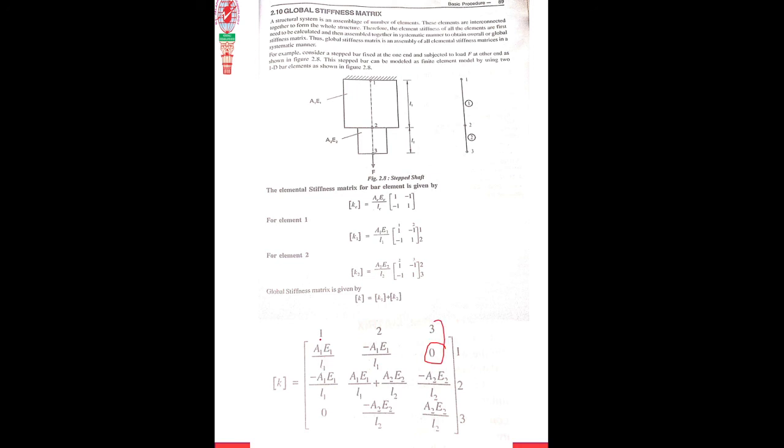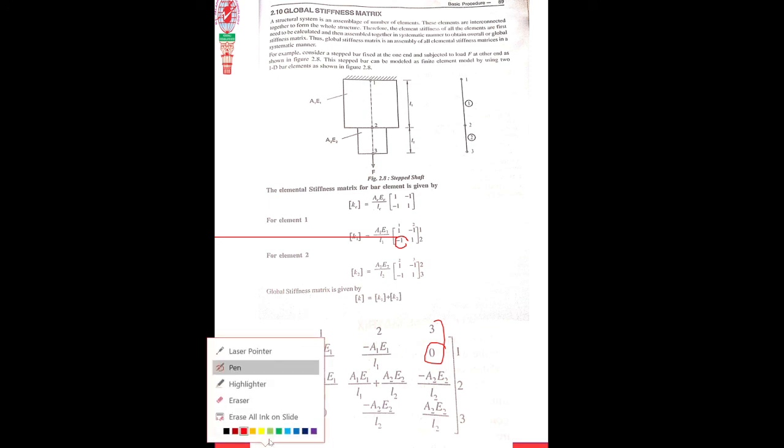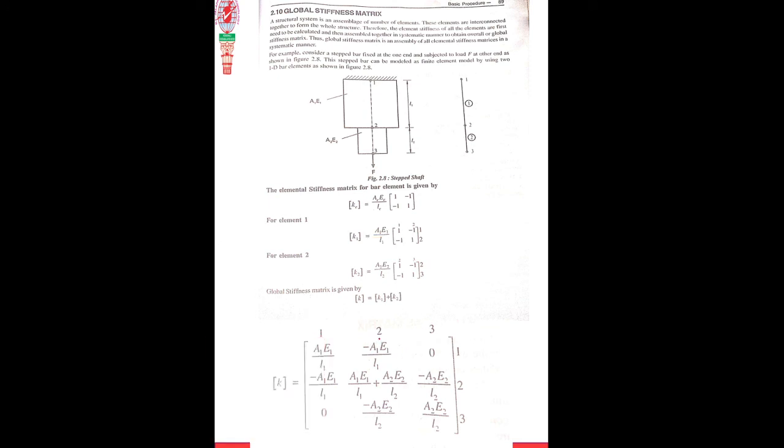Next, second row. 1, 2. Where is 1, 2? In the first matrix you can see 1, 2. This one is minus 1, minus 1 into A1 E1 by L1. That you have to add. Next, 2, 2. Where is 2, 2? 2, 2 is here.